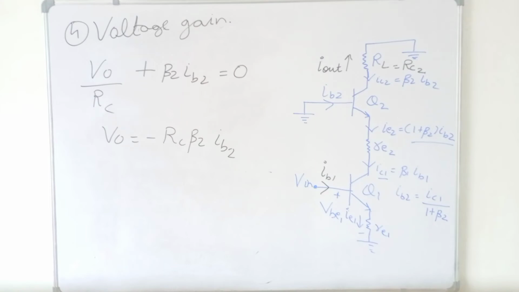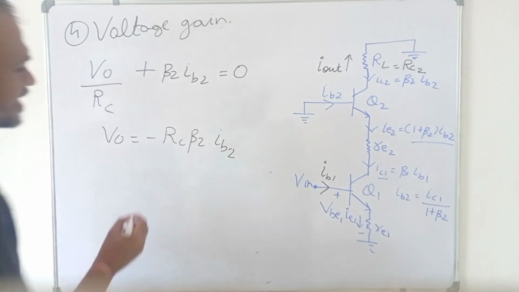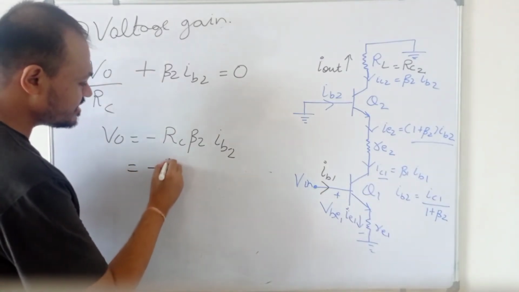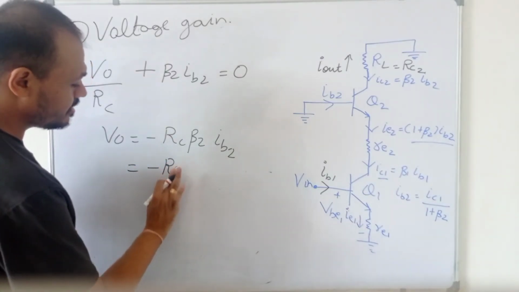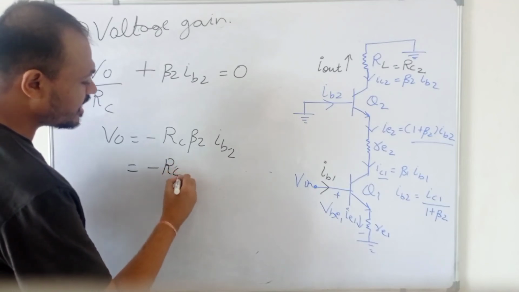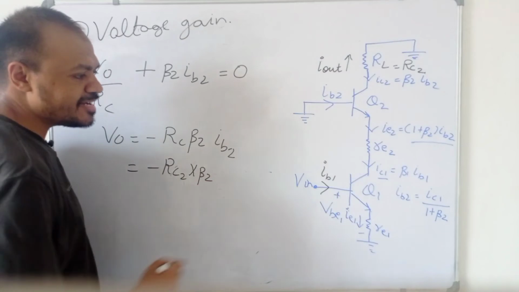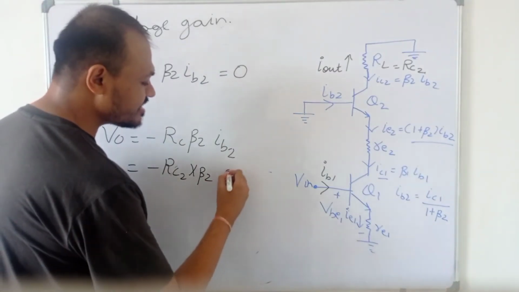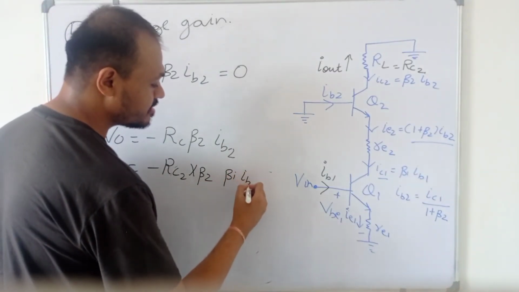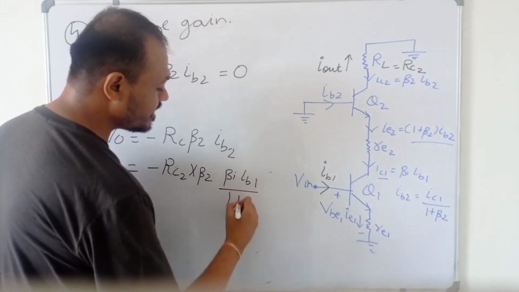V naught equal to minus RC beta 2 into IB2, and IB2 is equal to IC1 upon 1 plus beta 2. So minus RL or RC2 into beta 2, and IB2 equal to IC1. So IC1 is nothing but beta 1 IB1 upon 1 plus beta 2.